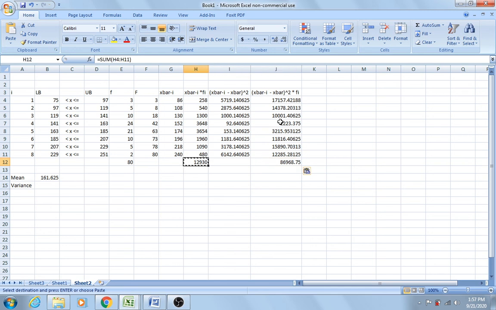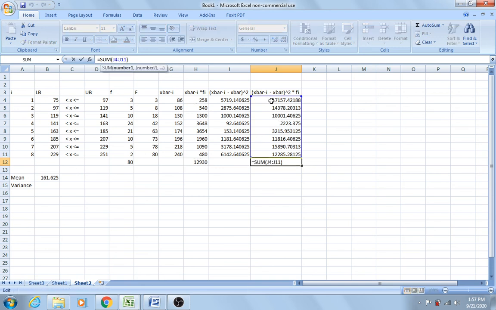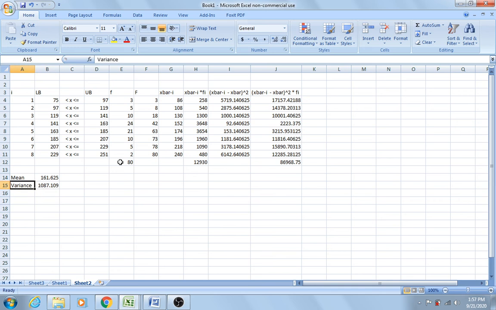Because here I have a sum formula, and then I will just copy and paste the formula, and it will give me the sum of this column. Okay, and then the variance, it is just this one divided by the total frequency. This is the variance, and the standard deviation, or the small s, if we think that it is a sample, then it is just the variance to the power of 0.5.